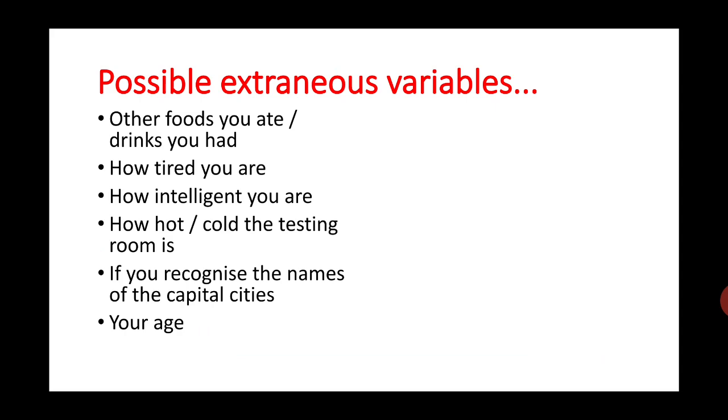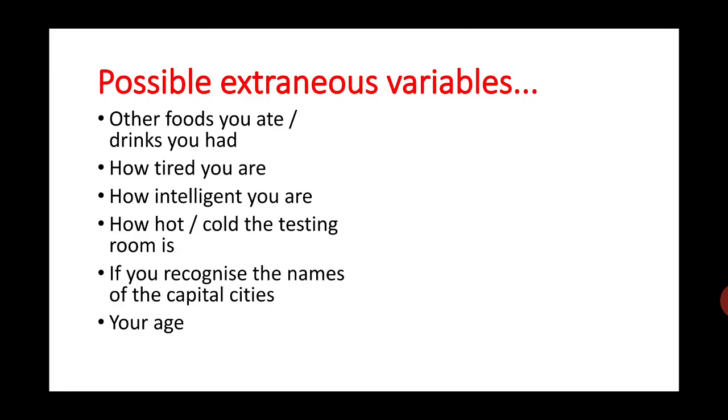So these are the extraneous variables that I thought about. Possibly it might be the impact of other foods or other drinks that people had. So maybe if you drank lots of coffee as well as the Red Bull, that coffee could have had an impact on the number of cities that you remembered.